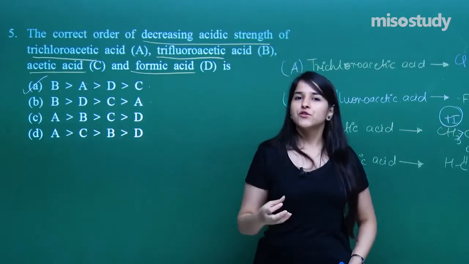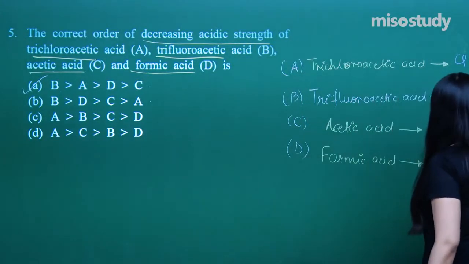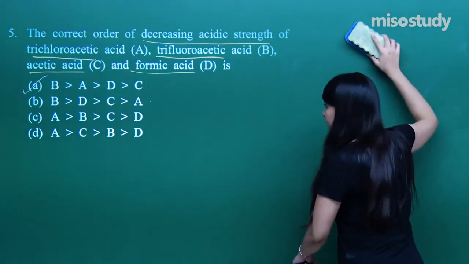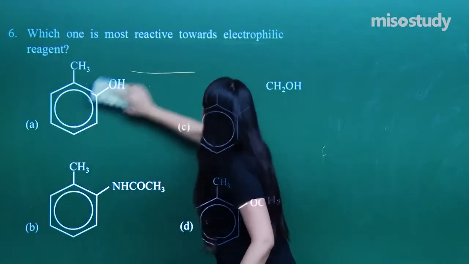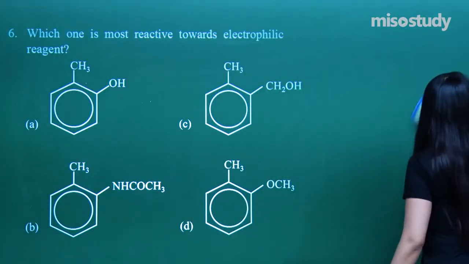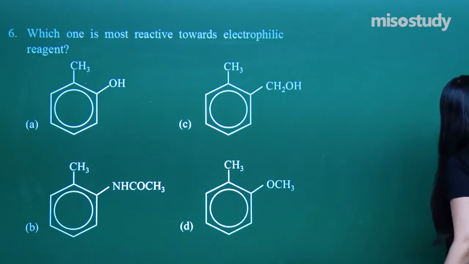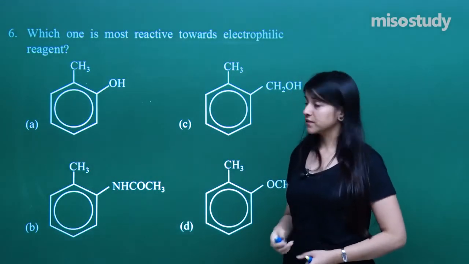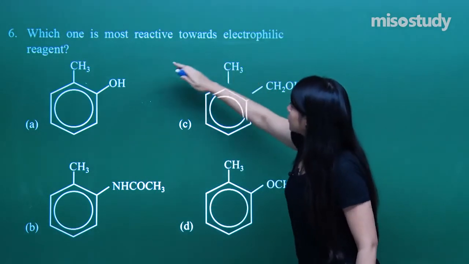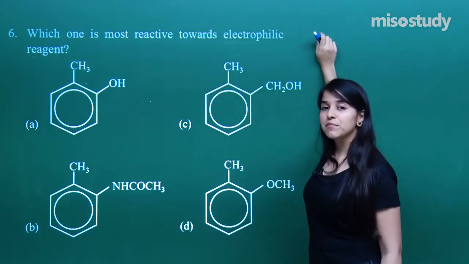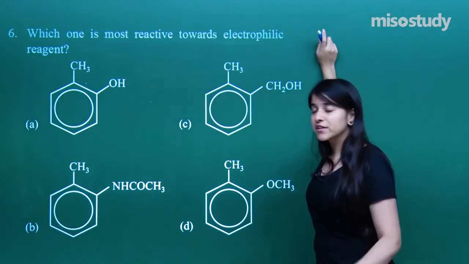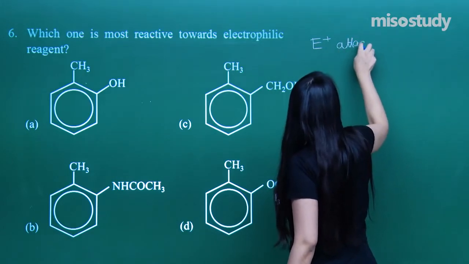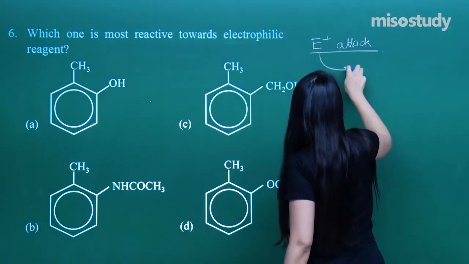So now let's move on to another question. We are through with half of the questions. So the next question says, let me just rub that off first. Now I hope you all are able to see that clearly. Very important question, super easy. Which one is most reactive towards the E plus reagent? That means the electrophilic reagent. So I have got E plus attack. The electrophiles attack onto that area.